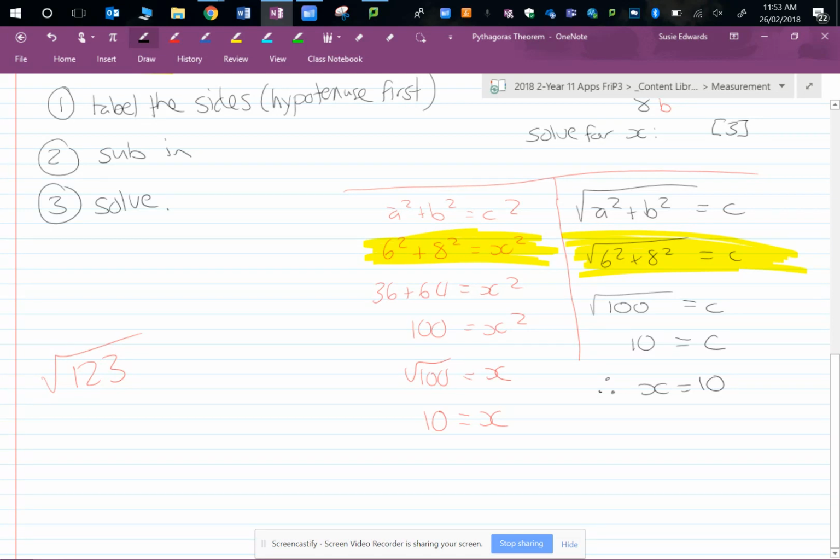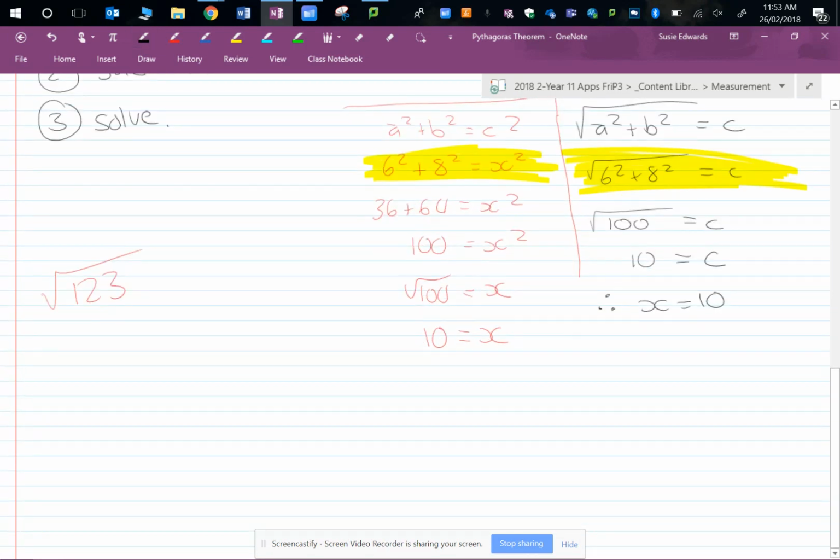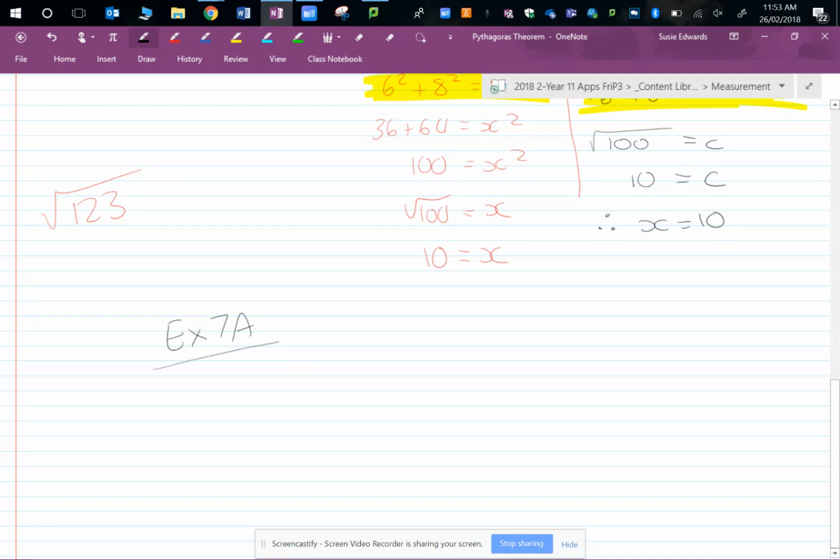Okay. What I'm going to do is I'm going to get you to do some questions and then we're going to come back and do one other little bit of notes. So we're looking at exercise 7A in your book, unit 1. Everything's in unit 1 for the rest of the term. Okay, questions 1 to 6, and then also 8 and 11. So questions 1 to 6, and then leave 7, do 8, leave 9 and 10, and do 11.